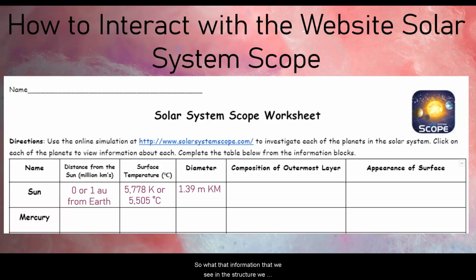So with that information that we see in the structure, we can go ahead and answer these last two. The composition of the outermost layer is 3/4 hydrogen with the rest mostly helium. And the appearance of the surface, this is where you're just going to look at the surface to see, and I see that it's bright and it's also yellow and orange.